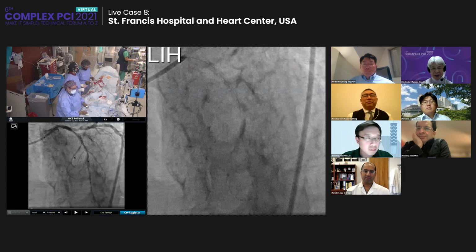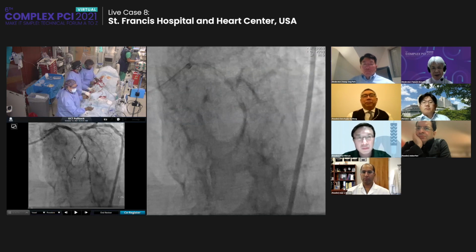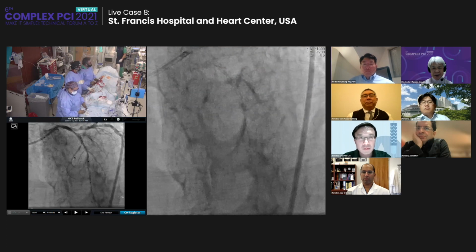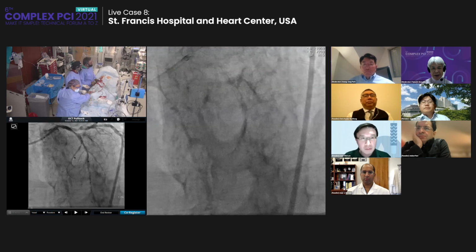So honestly, we made a fairly complicated case pretty simple because we just followed the algorithm and did whatever the imaging said. That's why I think it's so difficult to do these cases using an angio-guided approach.